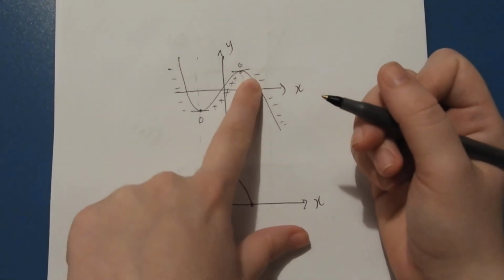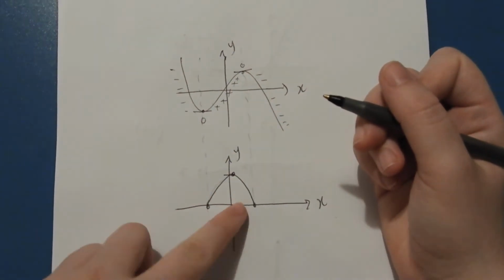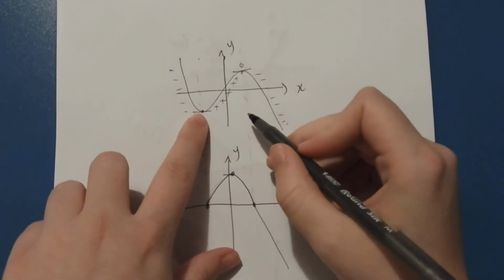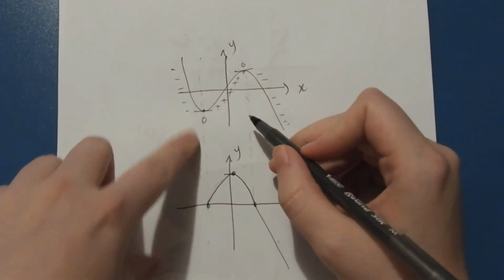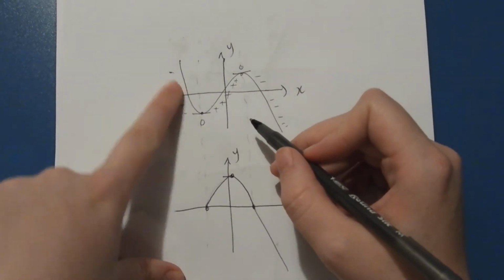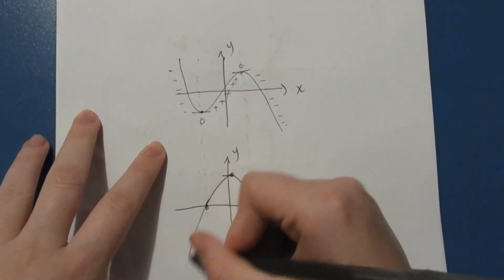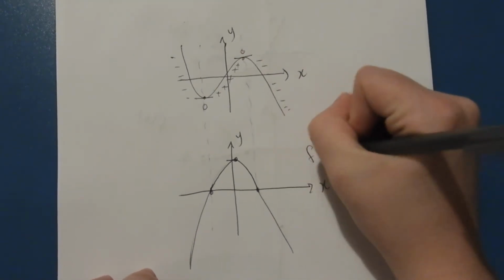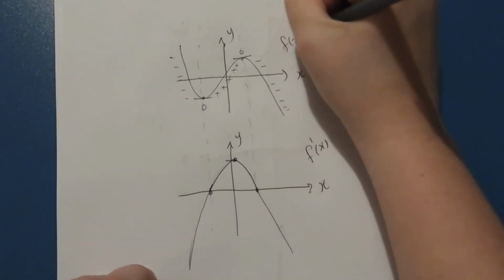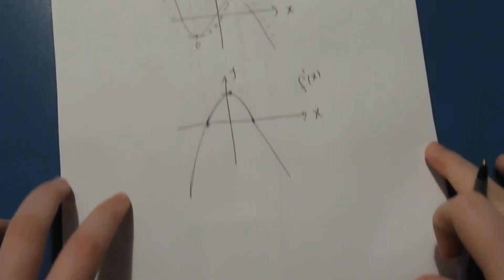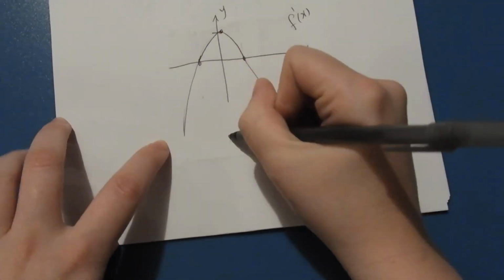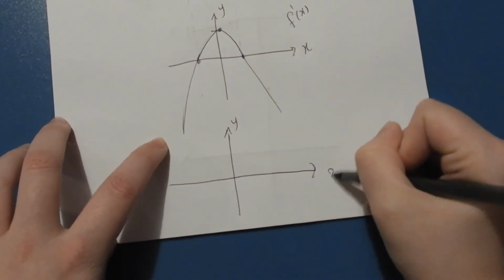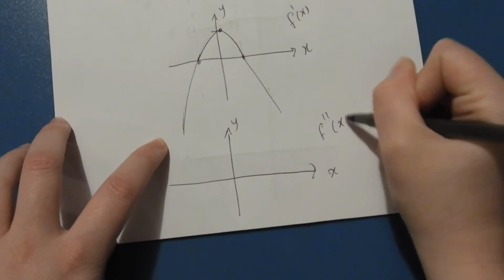And here we've got a negative gradient, so it means it's below the x-axis from this point onwards. And this is below the x-axis from this point onwards because it's got a negative gradient, so it goes like so. So it's an upside down parabola. This is f dash of x, and this is f of x. And then from that we can even draw the derivative graph again. So we could do f double dash of x.